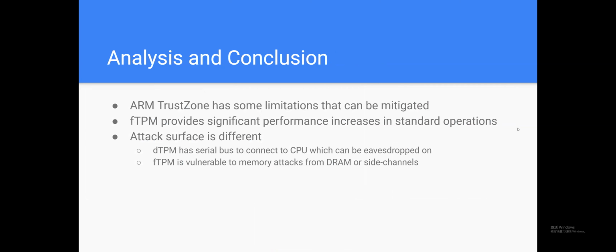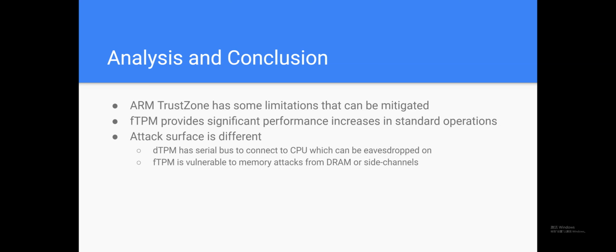So in conclusion, which one is better? It's a little bit hard to say. ARM TrustZone has a couple limitations that we've shown are able to be mitigated in the FTPM implementation. And FTPM provides a significant performance increase with its standard operations. However, there's a different attack surface with each one.